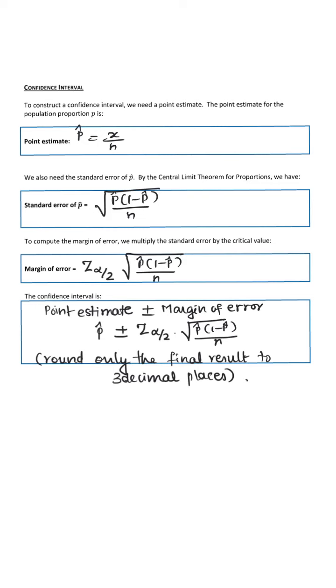Point estimate is X over N. Finding the standard error, replace P with P cap in the original formula you learned in section 7.4. Multiply the standard error by the critical value to find the margin of error. The confidence interval is point estimate plus or minus the margin of error.